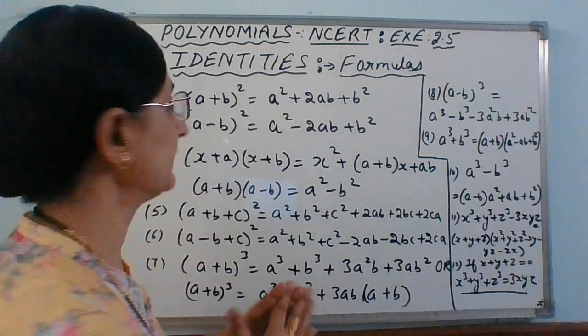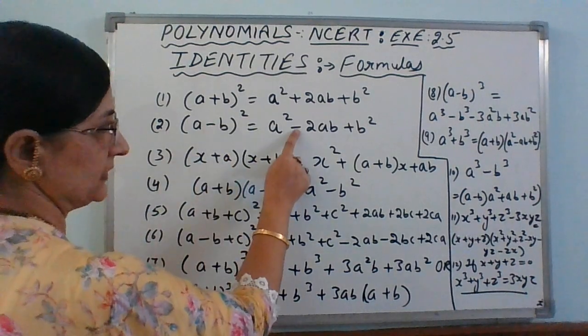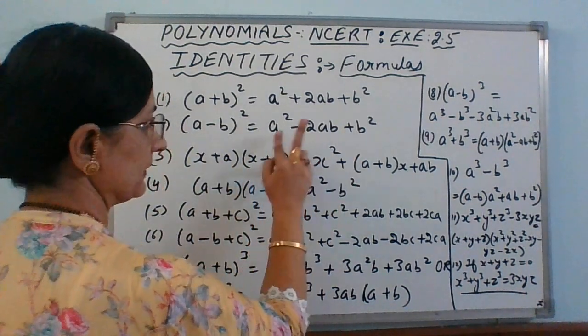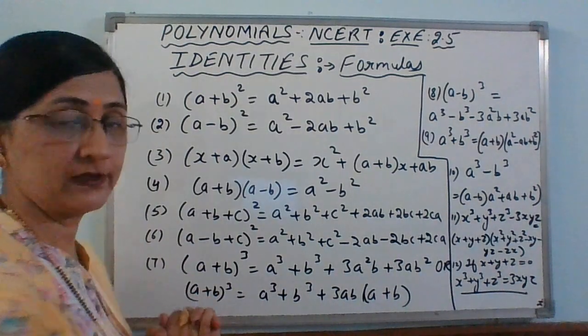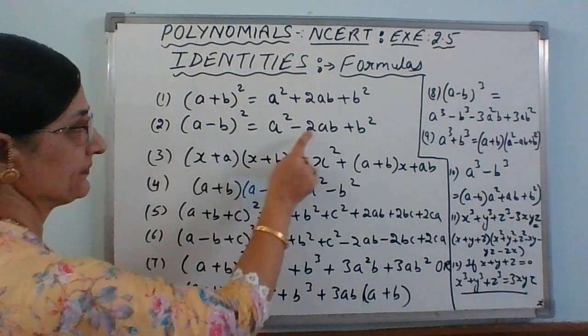Similarly, if it is negative, (a - b) whole square, the negative comes only in the middle term because the square terms are positive. a square, b square, 2ab, with a negative sign, and that negative is due to b.